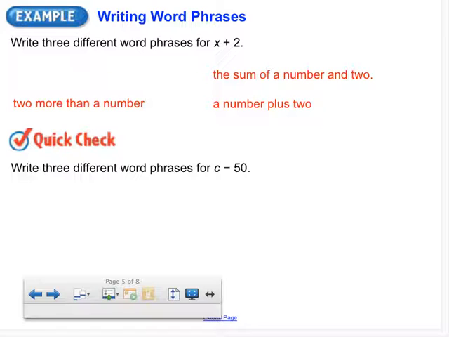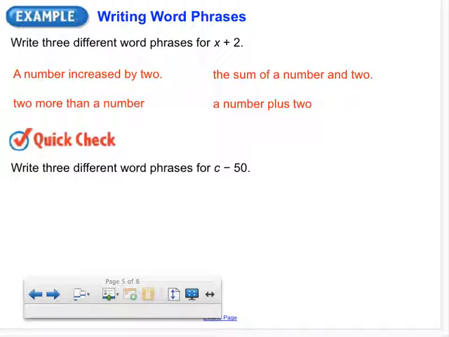This one, I really need you guys to know this one because I see this all the time in word problems. Jose? The addition of a number and 2. That's correct, but I'm looking for another one. Kimberly? A number increased by 2. Nice.